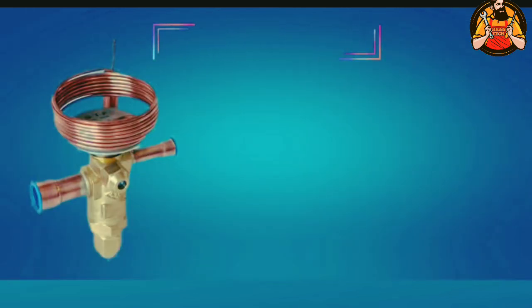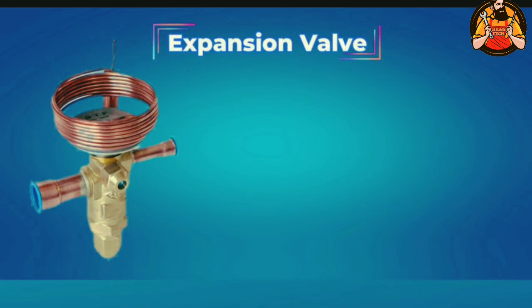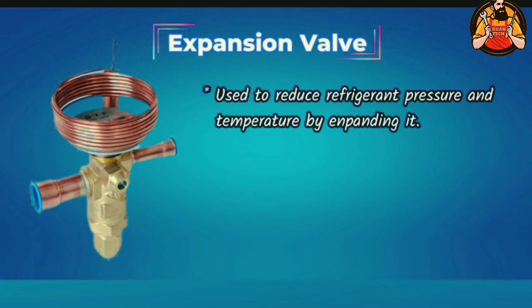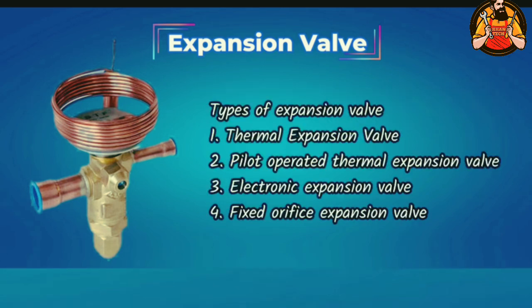Next, expansion valve. Its function is a simple one. It reduces the pressure and temperature of the refrigerant by expanding the refrigerant coming from the condenser at high pressure. There are four types of expansion valve: thermal expansion valve, pilot-operated thermal expansion valve, the electronic expansion valve, and fixed orifice expansion valve.